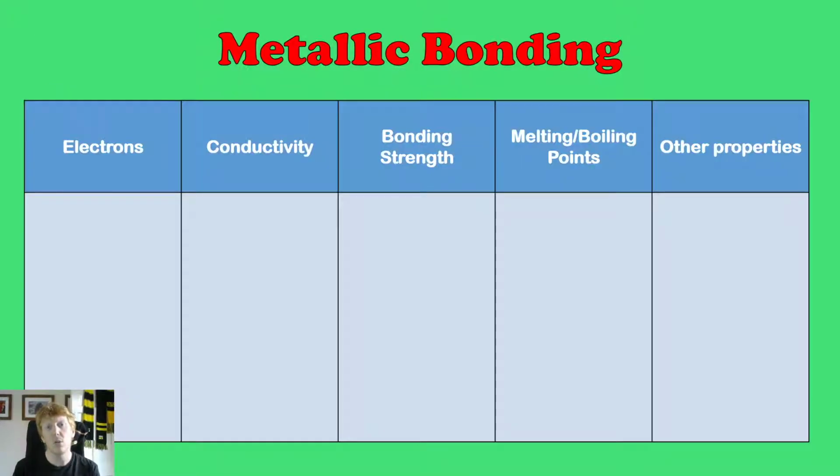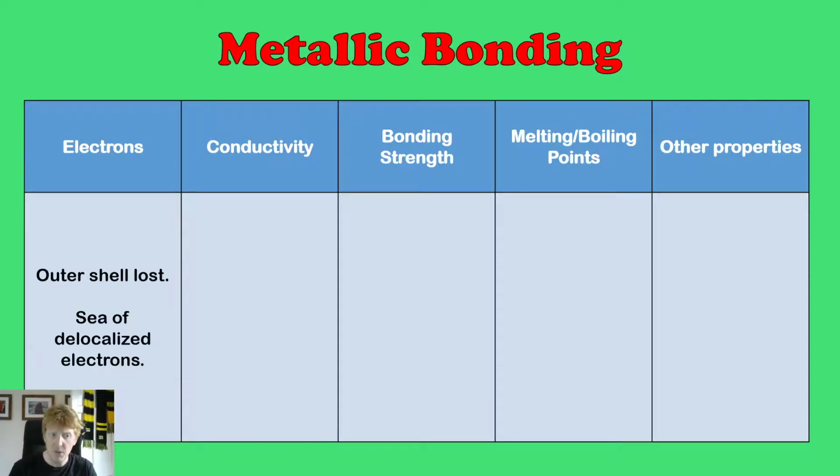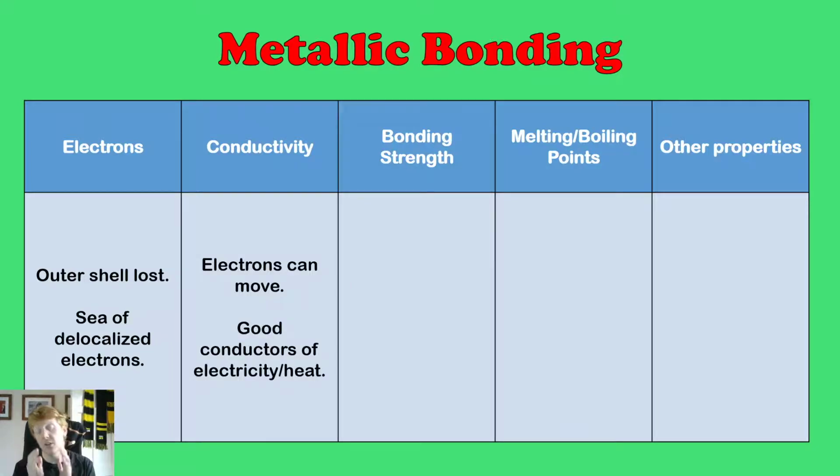So let's have a look at what happens to electrons. Well, the outer shells are lost, all right, forming a sea of delocalized electrons, which you just saw. So what does this mean for conductivity? Well, cast your mind back to the first slide. Can charged particles move? Yes, you saw those electrons moving around. So those electrons can move, therefore they will be good conductors of electricity and heat.